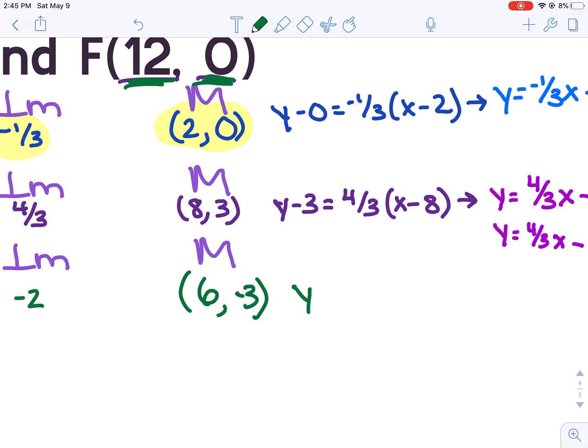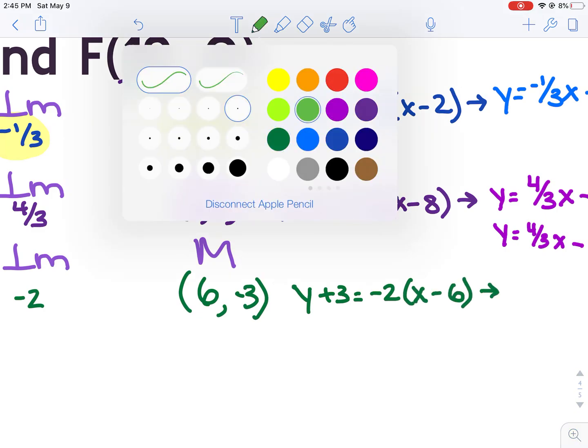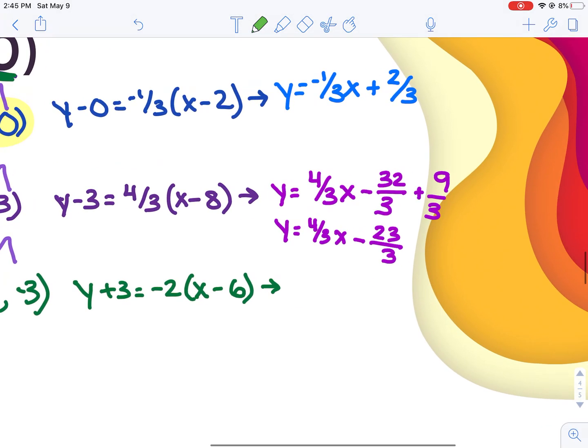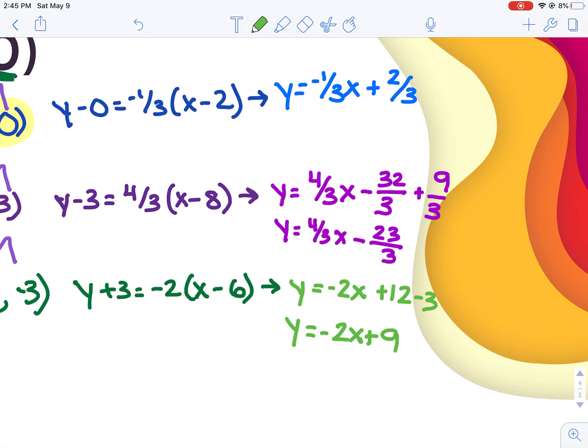So I'll get y minus a negative 3 becomes a plus 3 equals negative 2 times x minus 6. Rewrite that equation. I'm going to distribute the negative 2, so I get y equals negative 2x. Negative 2 times negative 6 is positive 12. And then I need to subtract the 3 to get it away from the y. So I end up with y equals negative 2x plus 9.